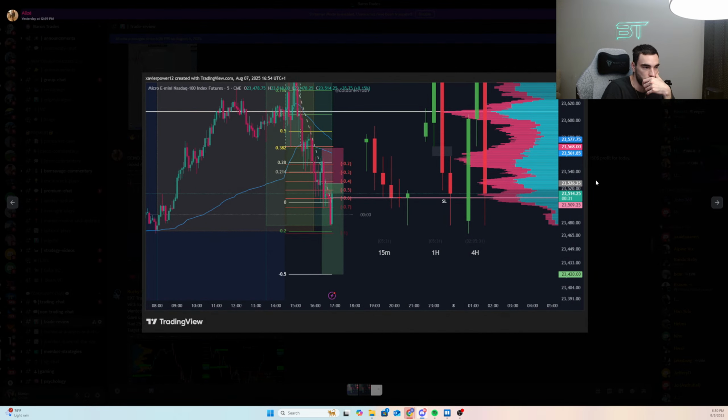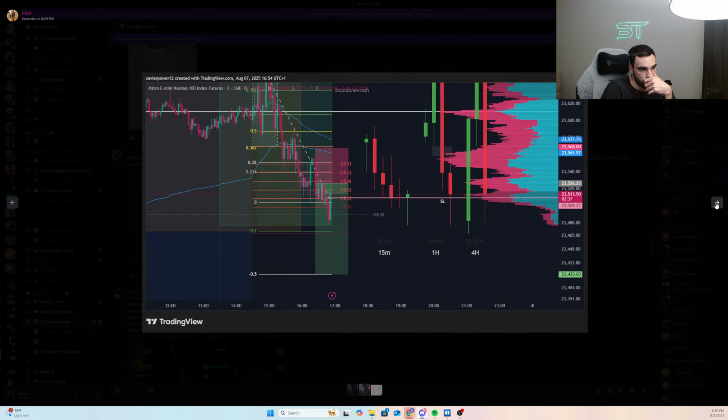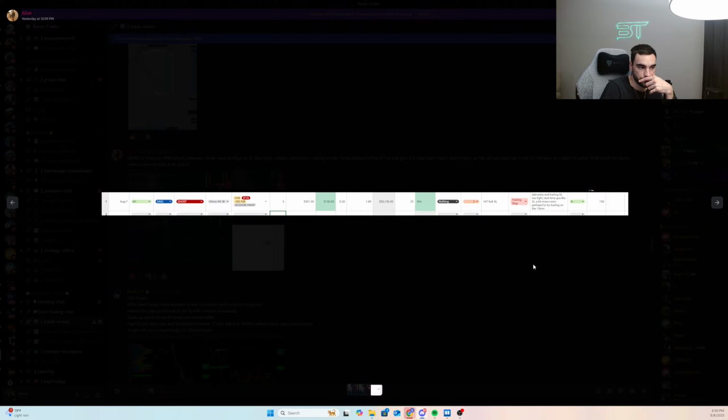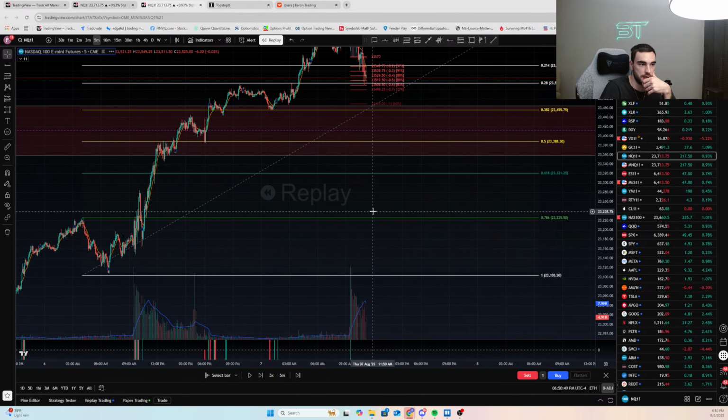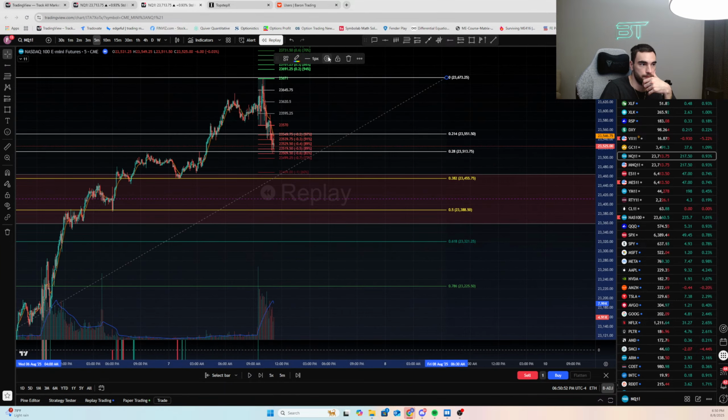I like this short, but we are past extension levels, so not ideal for the entry, but it did look like a trend day. If we're following the 8 EMA, then yeah, use that 15 minute. Use the 15 minute to trail. We are getting more of these trend days, so you guys should know how to trade them.